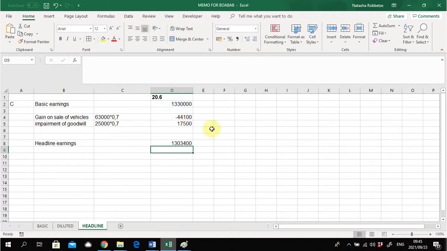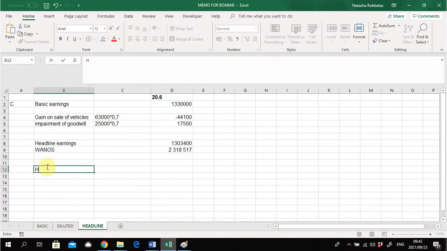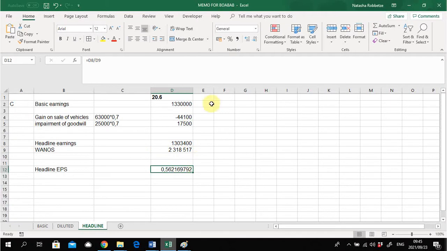The headline earnings then for including these items or taking these items out is 1,303,400. I'm going to go back to my weighted average number of shares. So let's just go and find the correct answer there. So the headline EPS is this total of headline earnings divided by my weighted average number of shares. And the headline earnings per share is 56 cents.